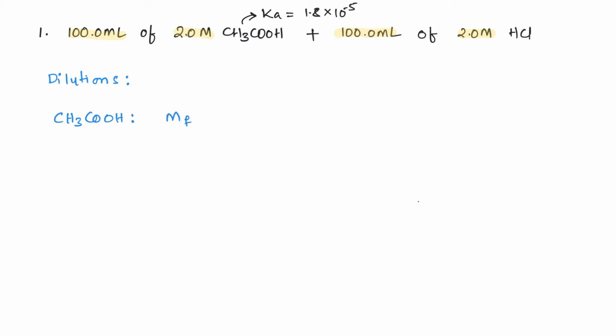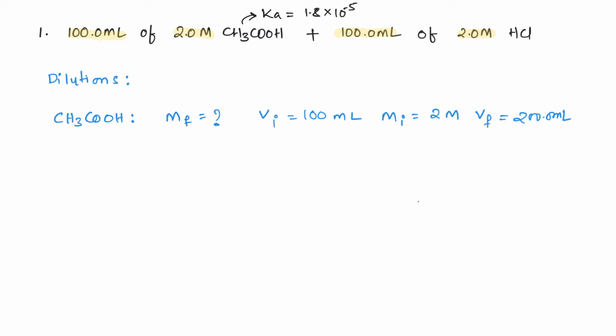We started with 100.0 milliliter of acetic acid solution. This is the initial volume and its concentration is 2 molar. That is the initial concentration. The final volume of acetic acid solution, that is after the two solutions are mixed, is 100 plus 100 ml, that is 200 ml. And we need to calculate the final concentration of acetic acid.